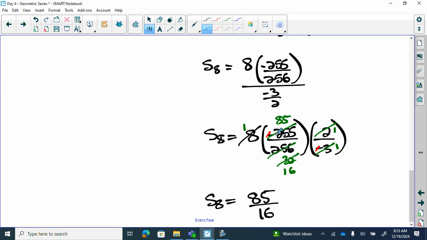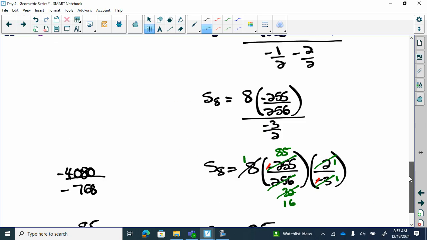Now, if you multiply top by top by top, bottom by bottom by bottom, you could also reduce that. If I went 8 times 255 times 2, that gives me 4,080 over 256 times 3 gives me 768. All right, 4,080 over 768 reduces to 5 and 5/16, or 85 over 16. Completely fine to do it that way. You could call this a negative over a negative as well. It's going to make it a positive. Is that all right?